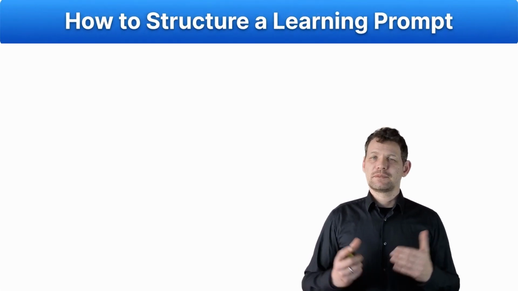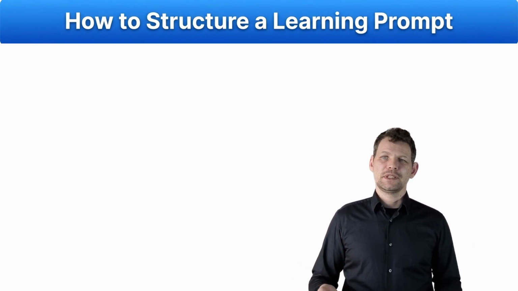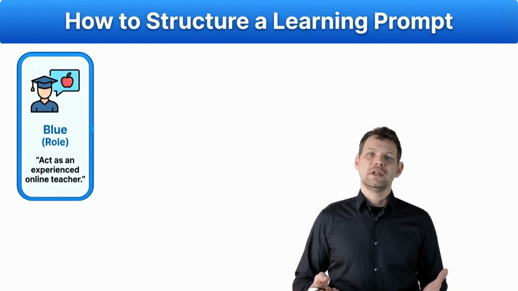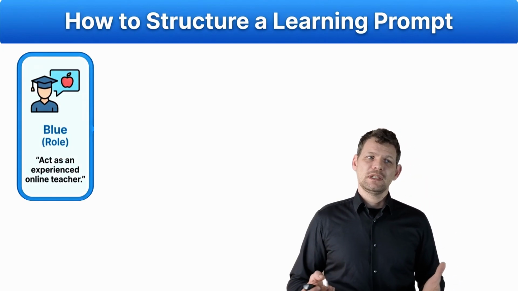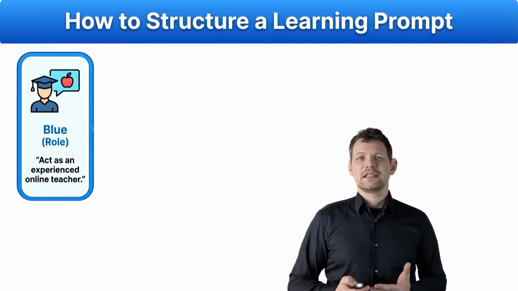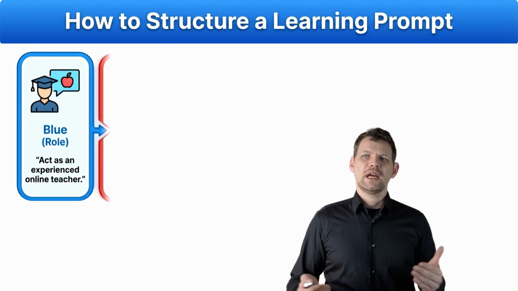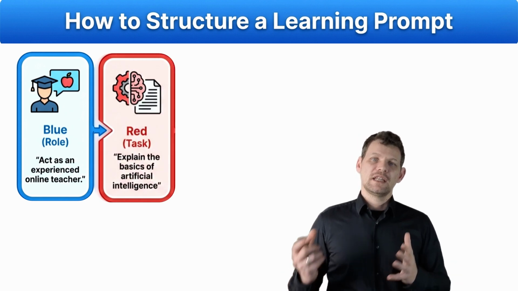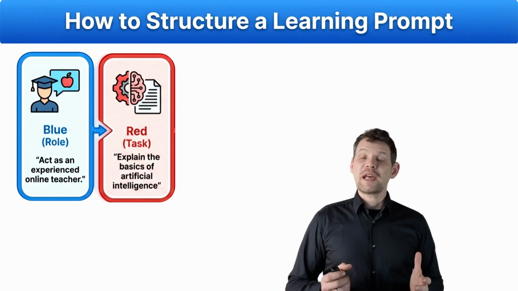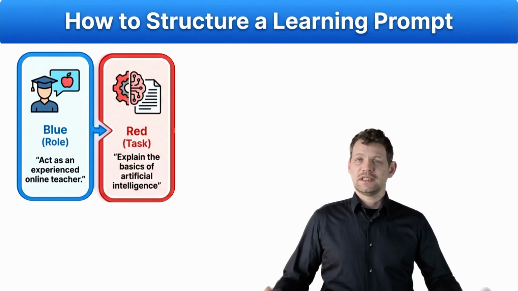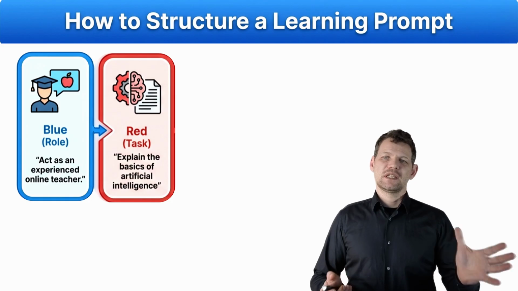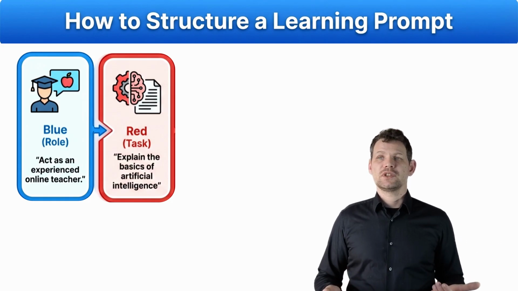So here's an example of how a prompt can be structured. The first thing is a role. We can give ChatGPT, the model, a role. So we can tell it: act as an experienced online teacher. Then we have the task, which is usually what a lot of people would just dump into these language models: explain the basics of artificial intelligence. And you can get a good answer, you can get a bad answer. But in this case, we gave it a role, so it's an experienced online teacher.